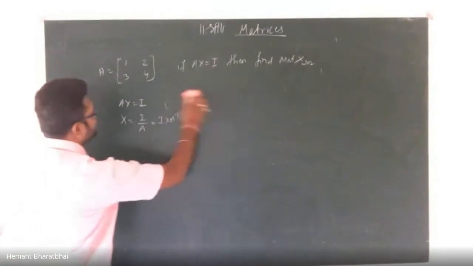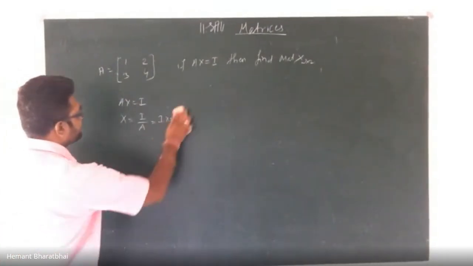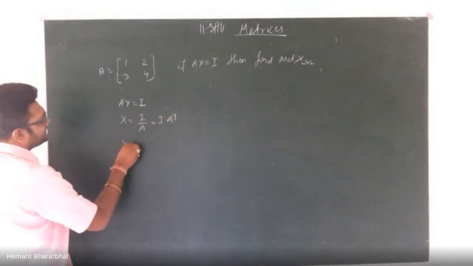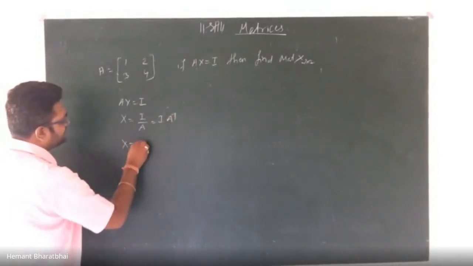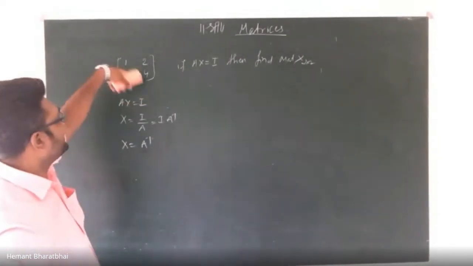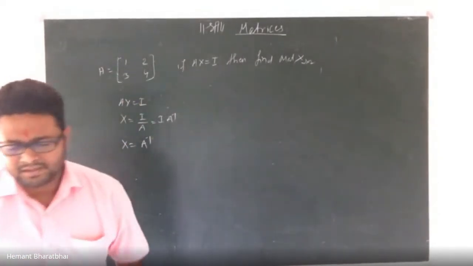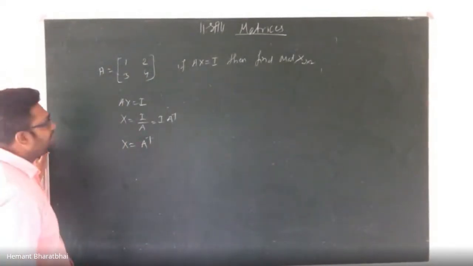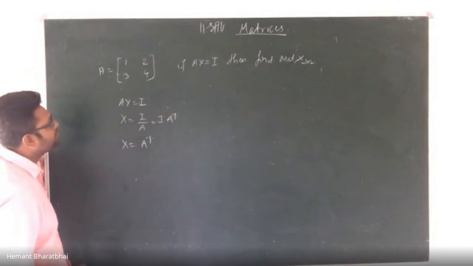So let's do this now. So I'll get X is equal to I into A inverse. That is nothing but A inverse. So can we find out A inverse? Here the A inverse is very simple for a 2 by 2 matrix, right? It's very simple for a 2 by 2 matrix.